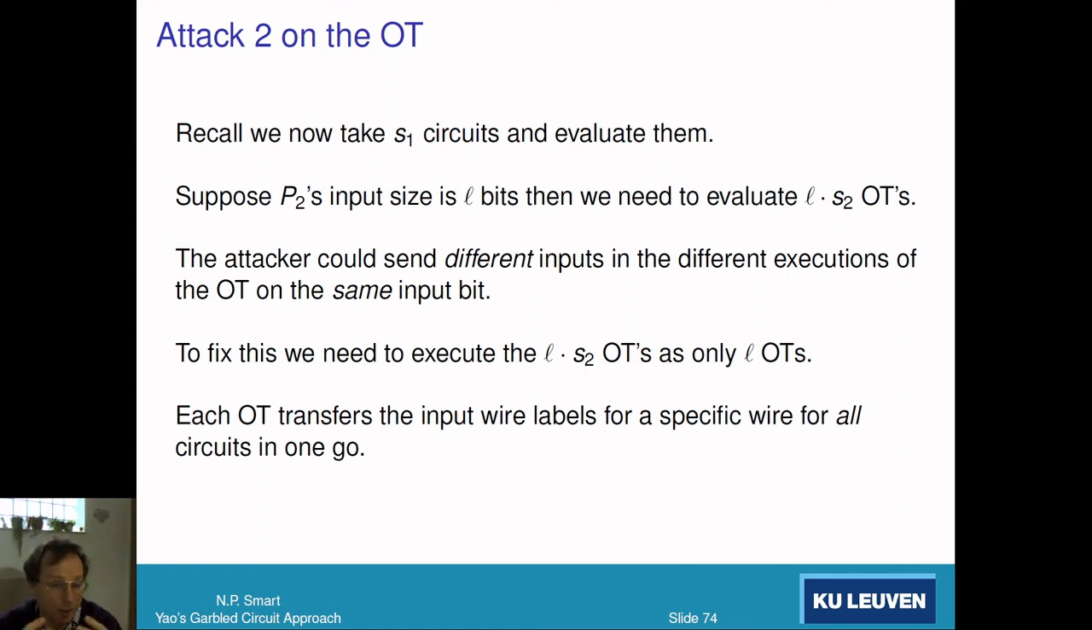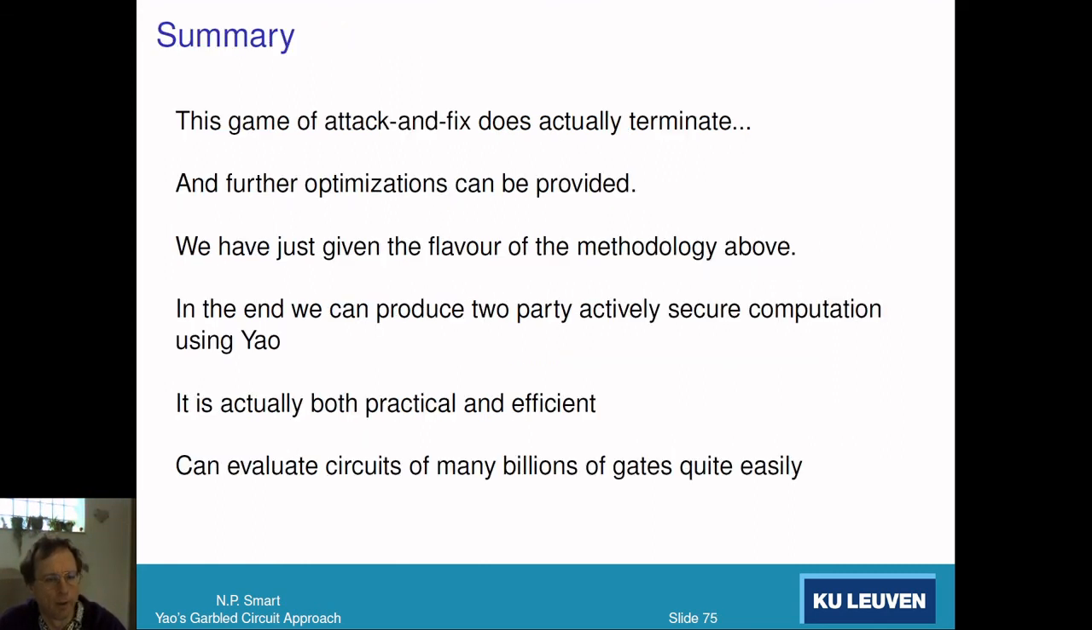So what we need to do is stop that happening, and the way we do that is, instead of sending L times S2 OTs, you send only L OTs. For each input bit, you send all of the circuits in one go. So that's a nice simple fix there. And then this goes on. You have this attack and fix, and luckily this terminates. And you can also provide more optimizations on the actively secure system.